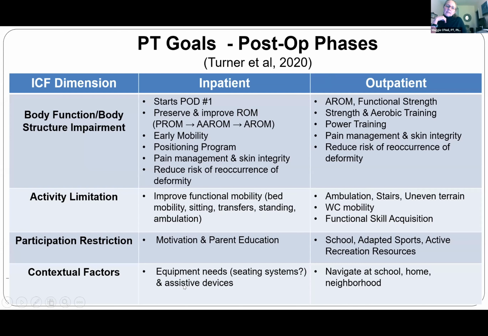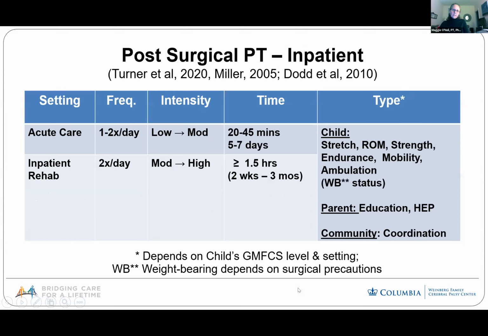And I would say that contextual factors that are critical in the outpatient environment, obviously, helping the child to navigate school, home, and neighborhood, and identifying and accentuating facilitators and reducing the barriers. In the hospital setting, that may not be as much of an environmental factor as what equipment is needed to help facilitate them reaching their goals. And Liz will be speaking to equipment and assistive devices. So, but that doesn't really tell us anything, Mag, about the FITT principles.